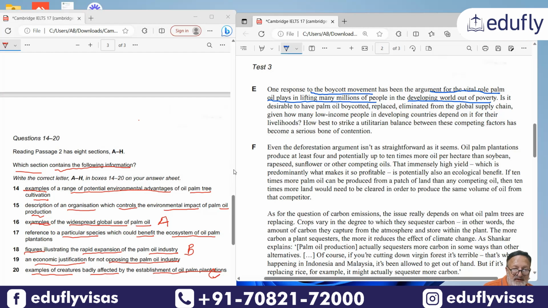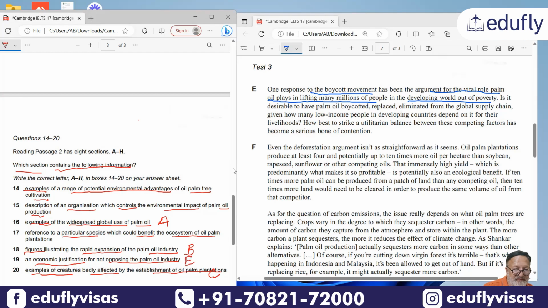So this is the economic justification. The argument given is that it plays a very significant role in lifting many millions of people out of poverty. So we should not boycott, we should not oppose. Therefore, of course, E has to come. Certainly, E has to come here.